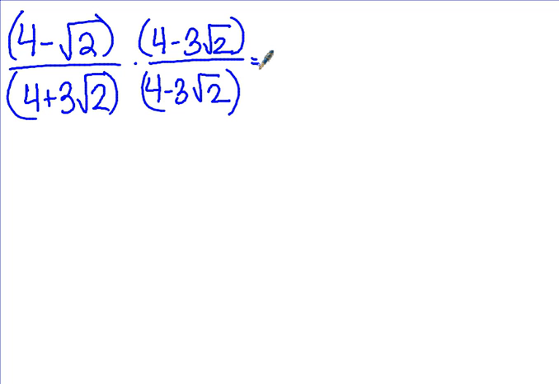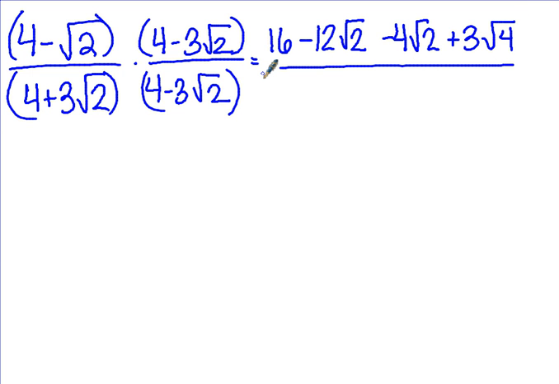4 times 4 is 16. 4 times negative 3 root 2 is negative 12 root 2. Negative root 2 times 4 is negative 4 root 2. And negative root 2 times negative 3 root 2 is positive 3 root 4.